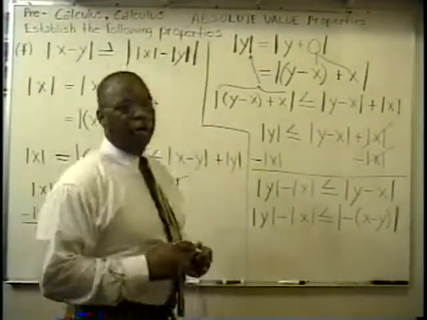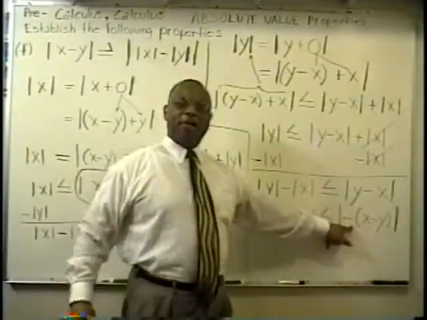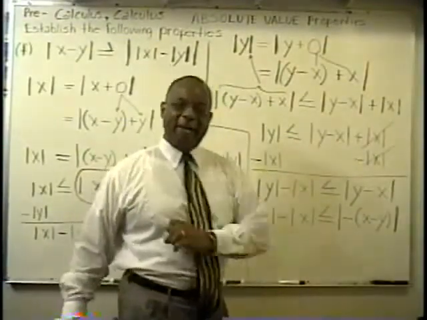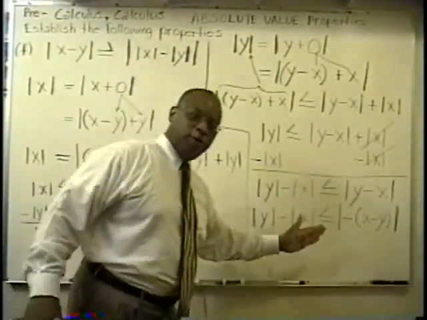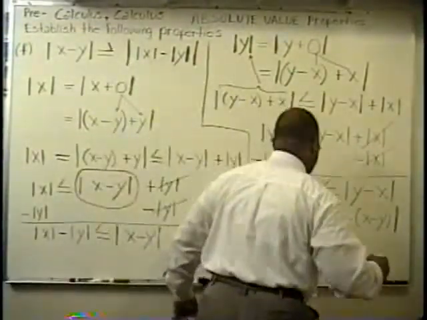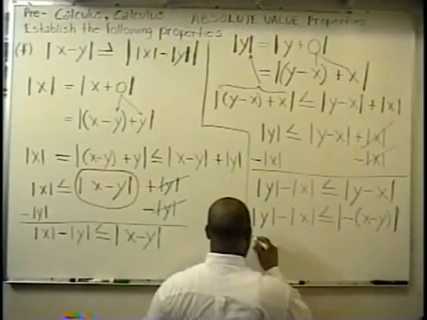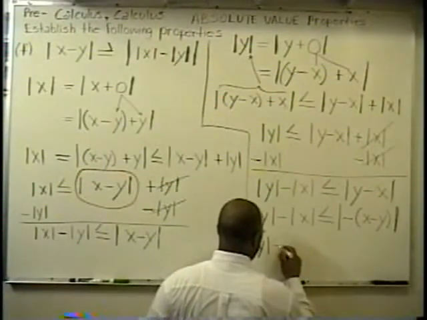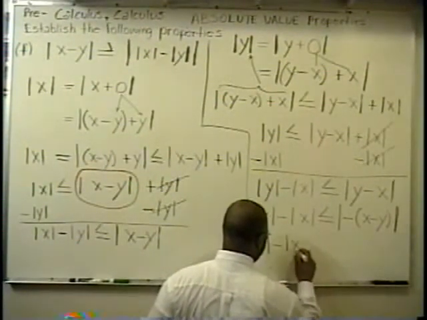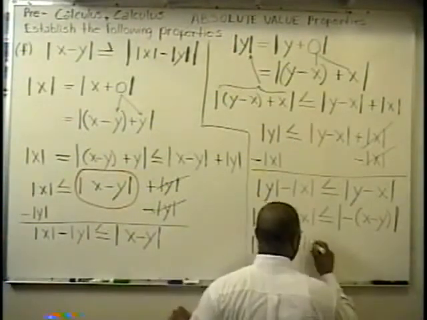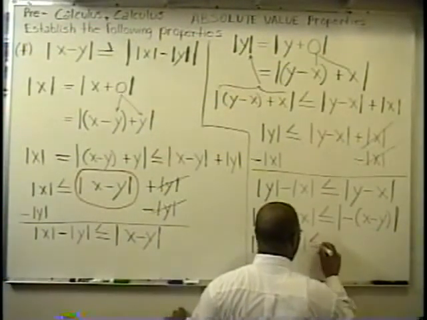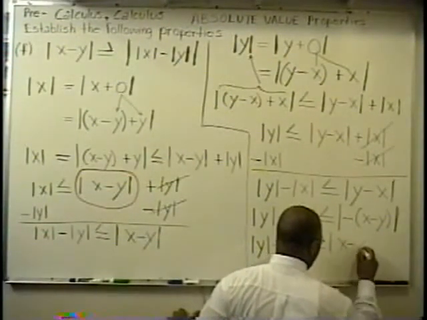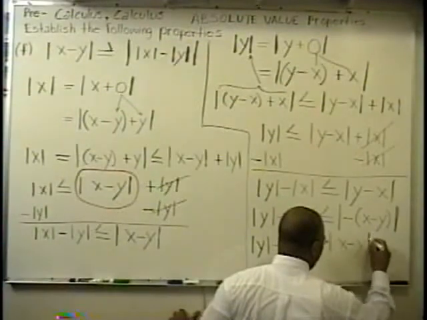Now remember from part A that the absolute value of negative x is equal to the absolute value of x. So from part A, utilizing what we have learned from part A, here's what I know now. I now have the absolute value of y minus the absolute value of x is less than or equal to the absolute value of x minus y utilizing part A.